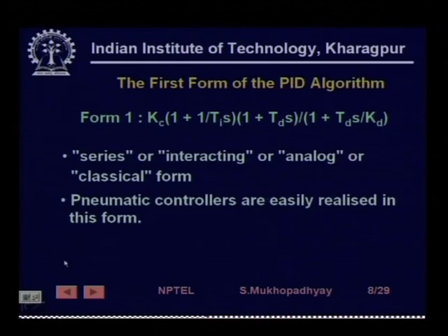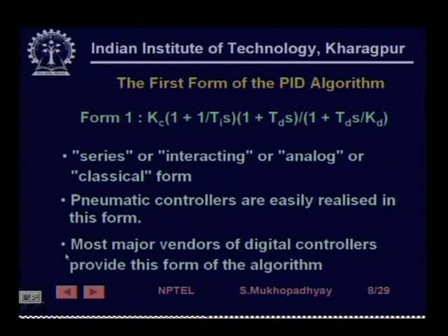With such things it is easy to build it in this form and not in the parallel form, right. So, therefore, it is called analog and classical. Similarly, this form originated from the pneumatic controllers and still persists. Most major vendors of digital controllers provide this form of the algorithm because again legacy is going on.